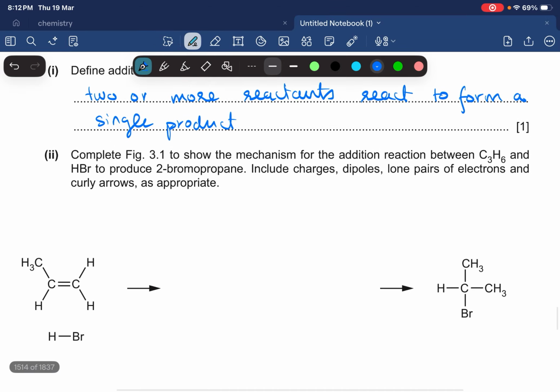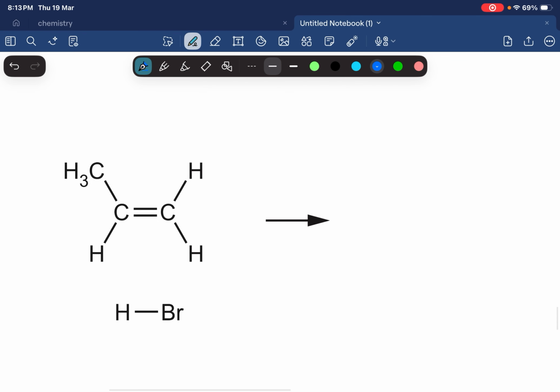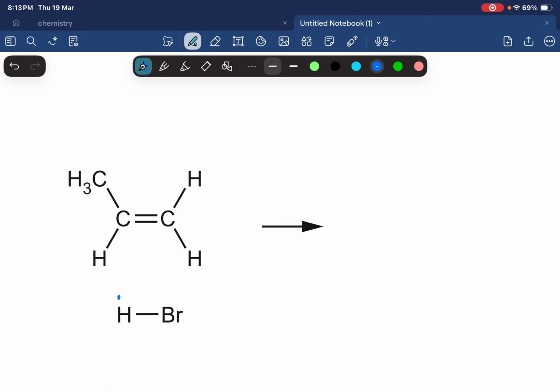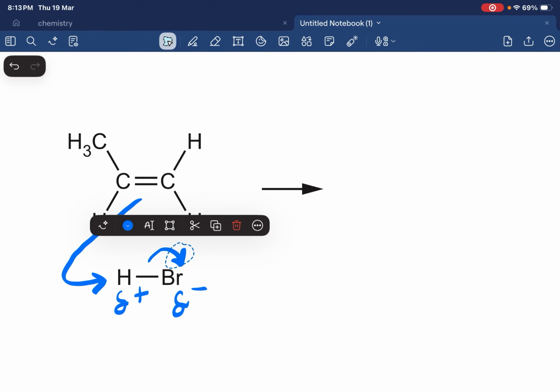Complete figure 3.1 to show the mechanism for the addition reaction between C3H6 and HBr to produce 2-bromopropane. Include charges, dipole, lone pairs of electrons or curly arrows as appropriate. First, there's going to be a partial positive charge on hydrogen, a partial negative charge on bromine. This nucleophile is going to attack this hydrogen, and then this bond is going to break heterolytically. Bromine is going to get the electrons, something like this.